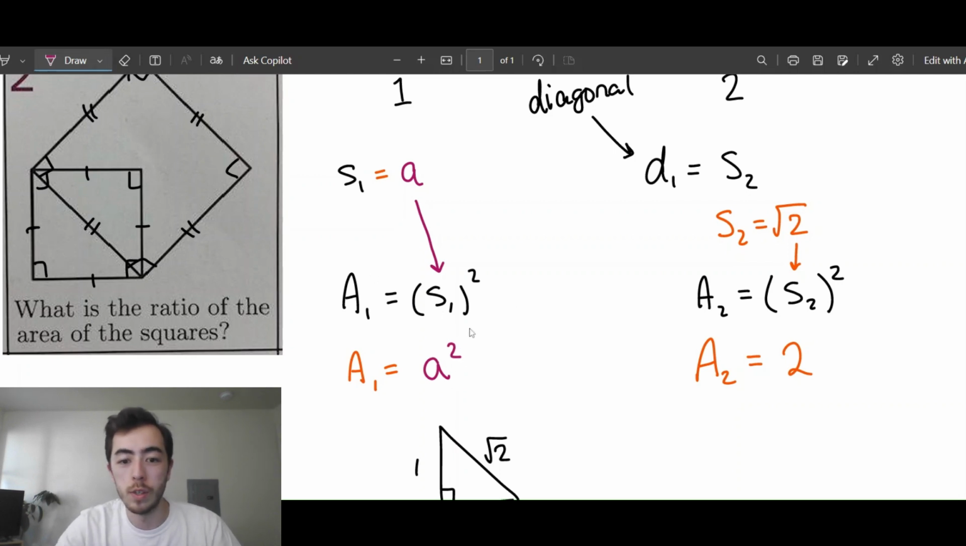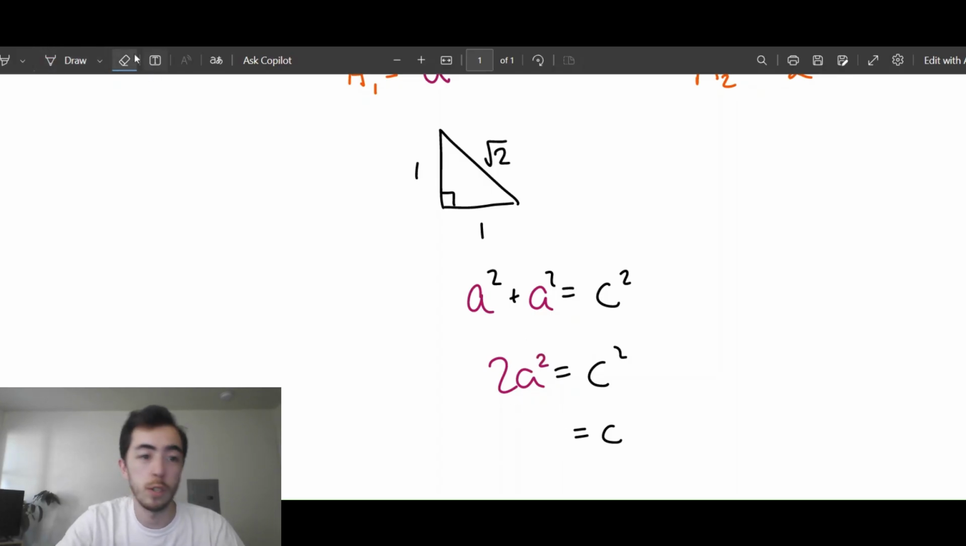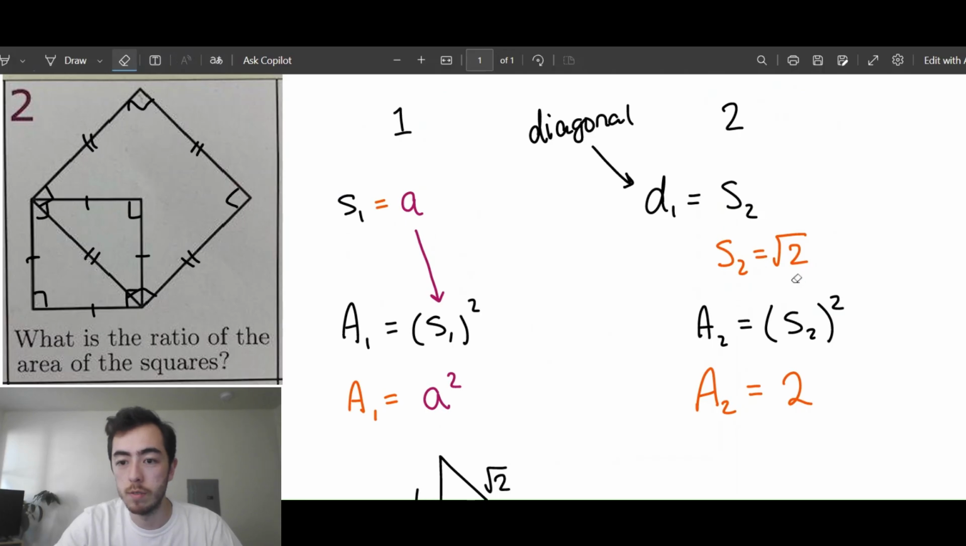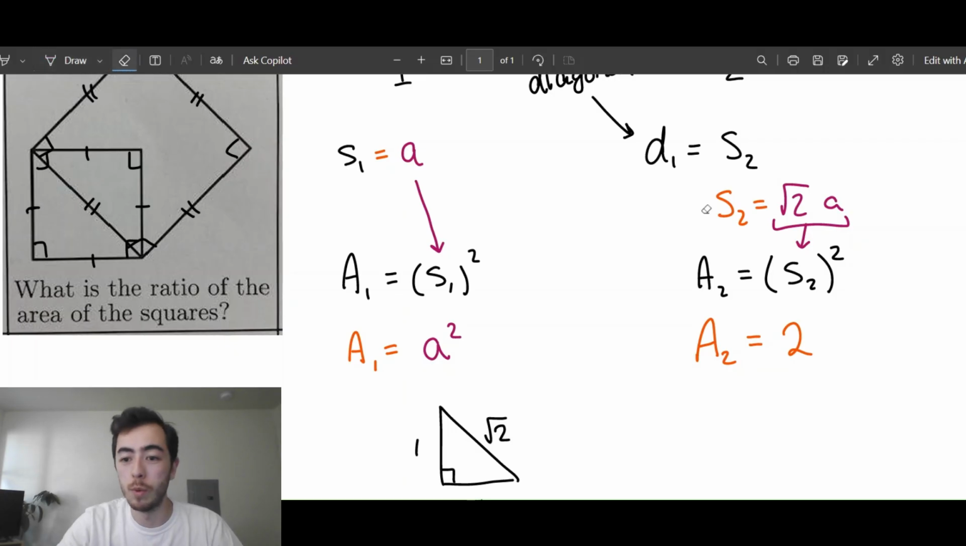And then doing this Pythagorean theorem, I would get A squared plus A squared, which is 2A squared. And then simplifying by taking the square root of both sides, I get root 2 times A as that diagonal, as the hypotenuse. And so I can replace this root 2 with root 2 times A, and then plugging in that general value into the area of the second square, I will get 2A squared back.